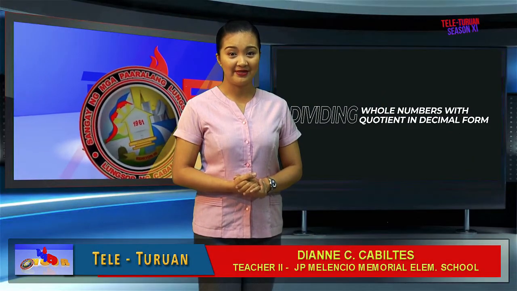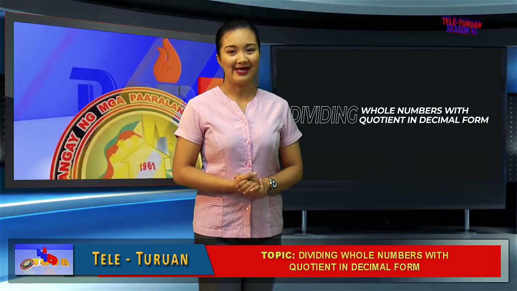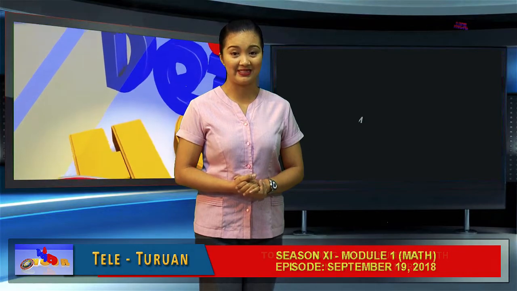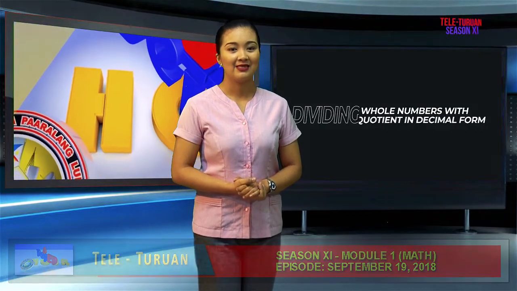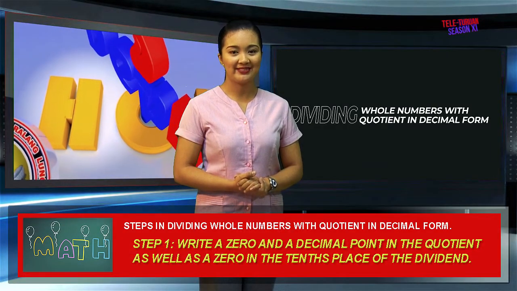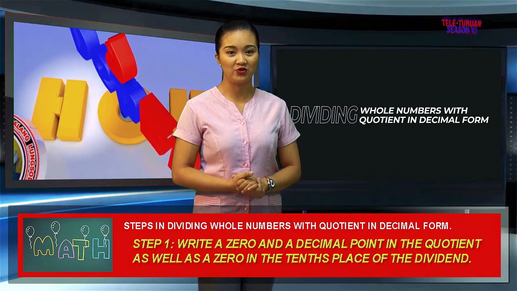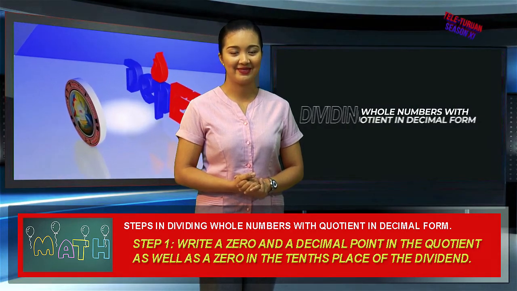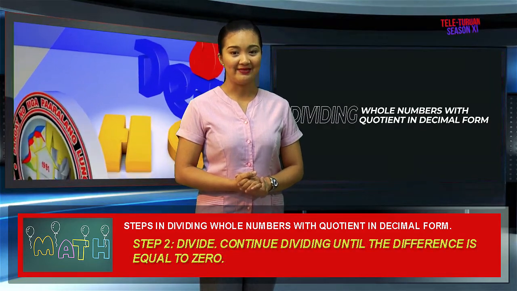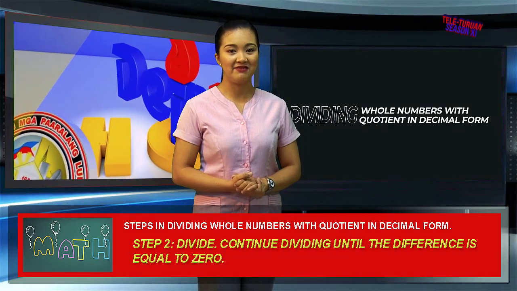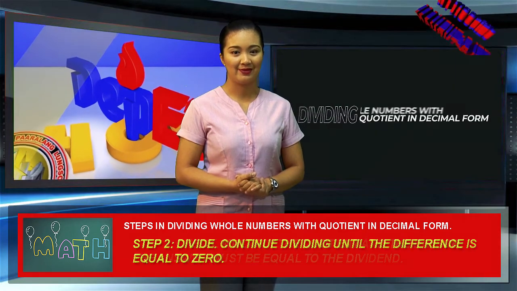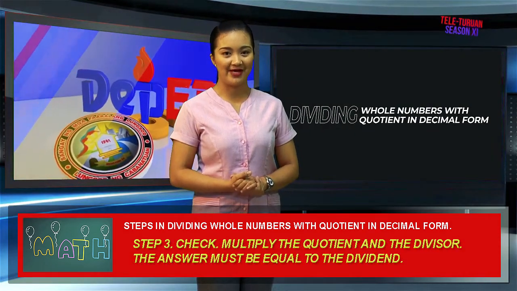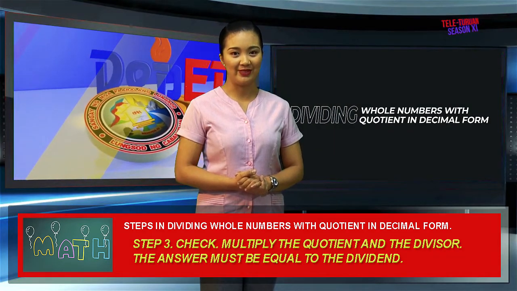Did you understand our lesson tonight? Again, what are the steps in dividing whole numbers with quotient in decimal form? Step 1. Write a 0 and a decimal point in the quotient, as well as a 0 in the tens place of the dividend. Step 2. Divide. Continue dividing until the difference is equal to 0. And step 3. Check. Multiply the quotient and the divisor. The answer must be equal to the dividend.